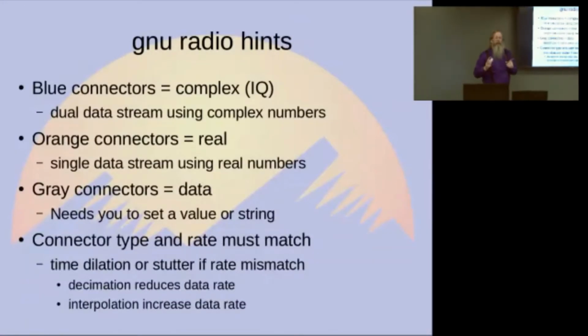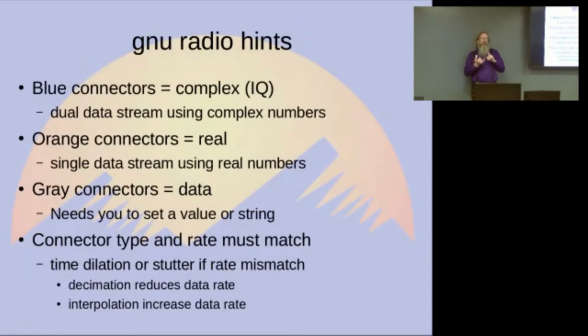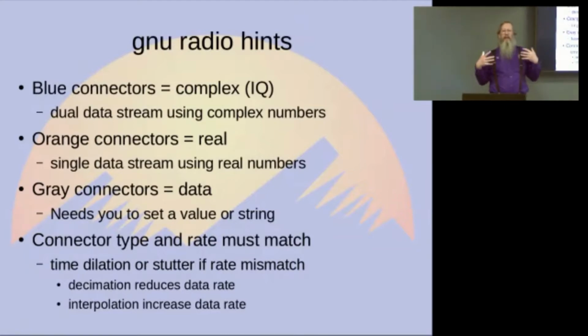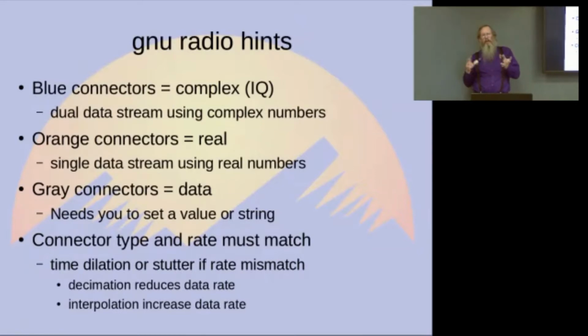But the key thing to remember here is that you need to match colors. So the blue means that it's an IQ stream, and for the different data sinks and sources, you need to go from complex to complex. Basically that means the type of data is compatible. And if you're in the real world, those connectors are all orange. And again, there you have to go from type to type.